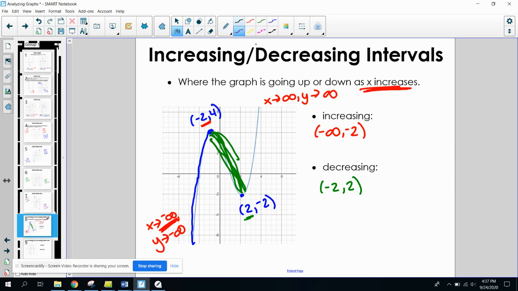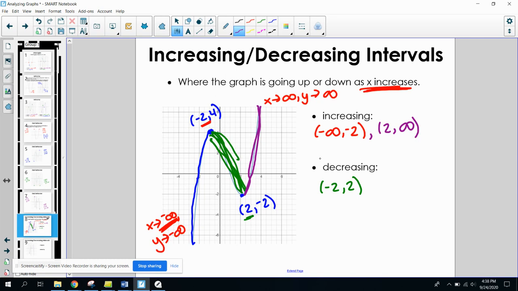And then, let's see if I can draw this anywhere good at all. Okay, this purple piece, that is increasing. So again, from left to right, after I get to that point, my graph is going to turn and it's going to increase. So it's going to increase from my x value of 2 all the way to infinity. So it's increasing from 2 to infinity.